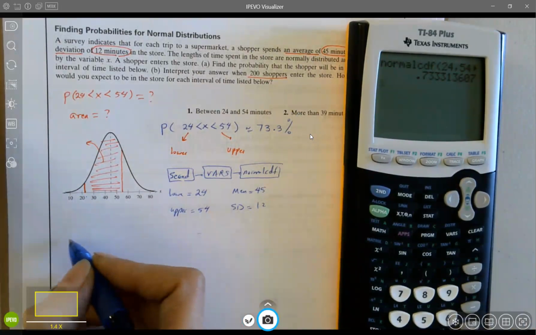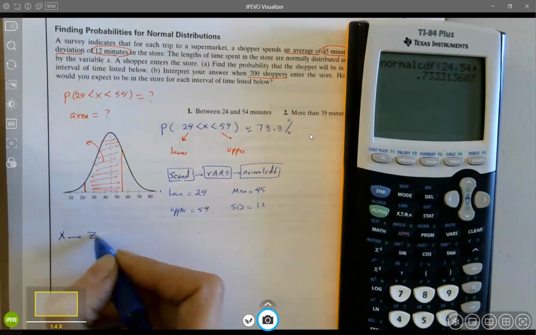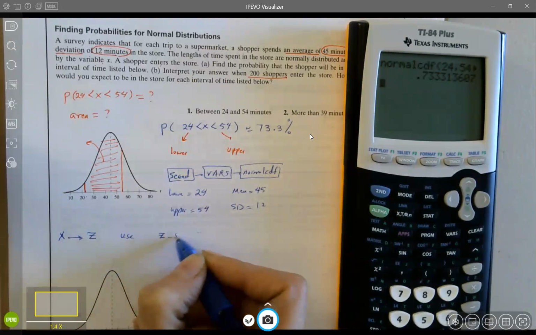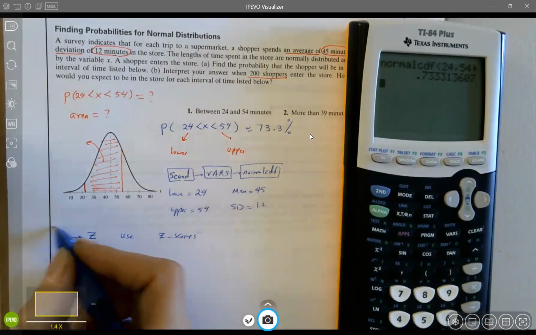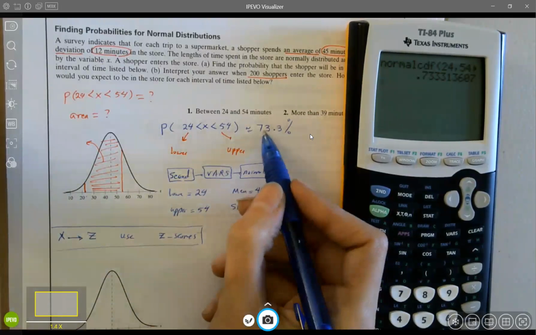Again, note that you can also convert the X values to Z values and use Z scores. We get the exact same result.